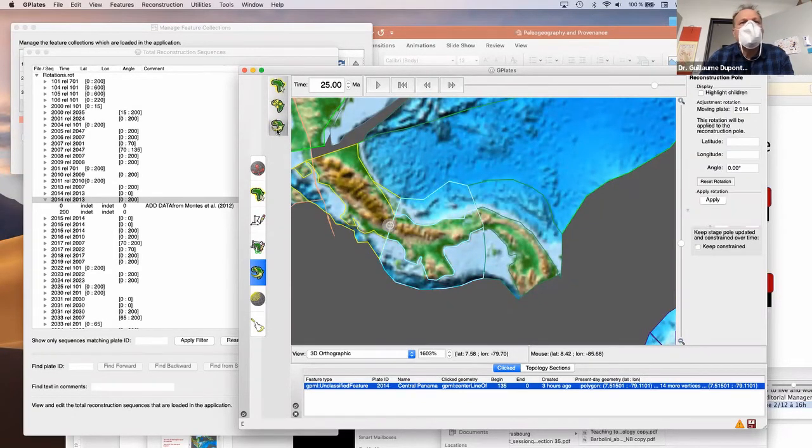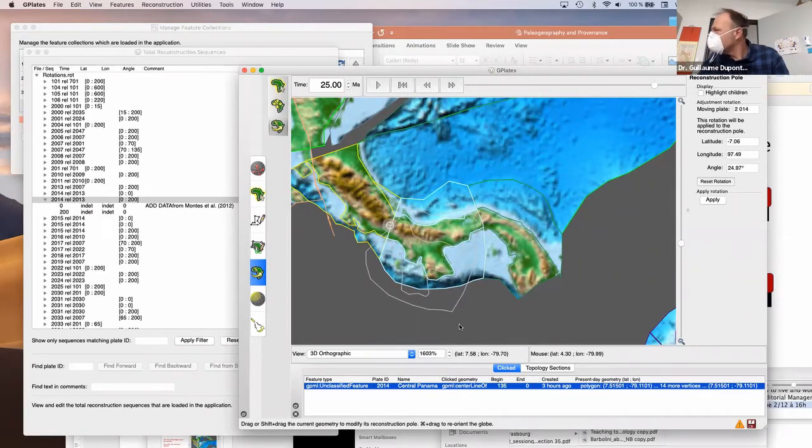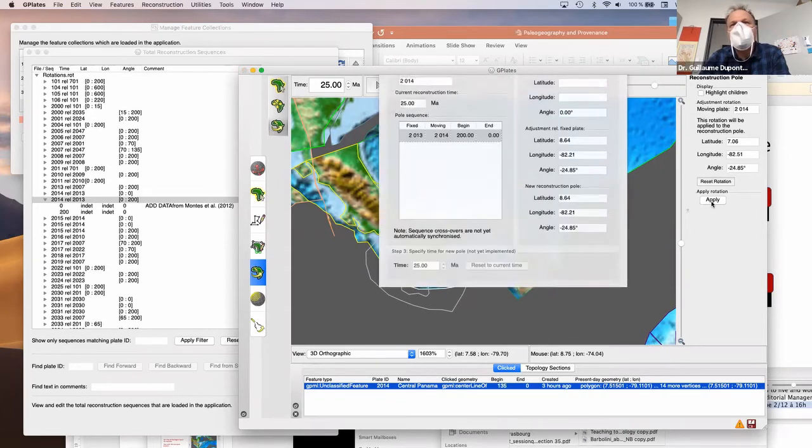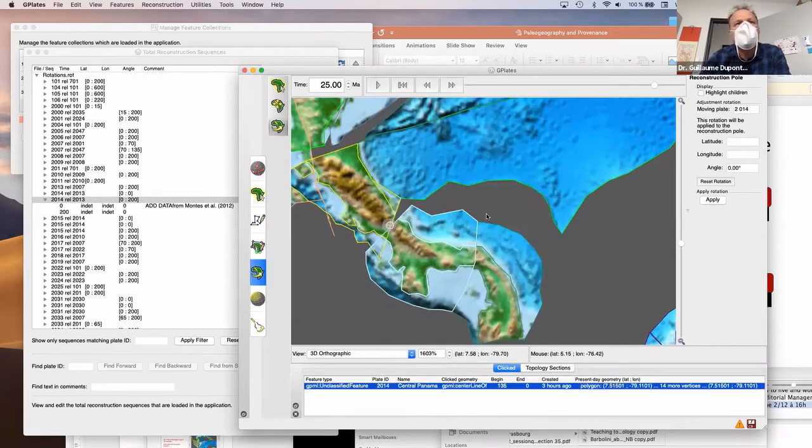And then I take this tool here and I can rotate it. So here I will rotate it clockwise, 25 degrees, okay? So that after, when it goes from 25 Ma, no, how much was it? 20 degrees? 25 degrees, yeah. Okay, and then I apply this rotation, okay? And so now at 25, the block rotated 25 degrees.